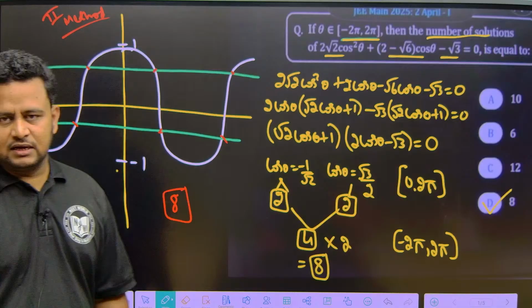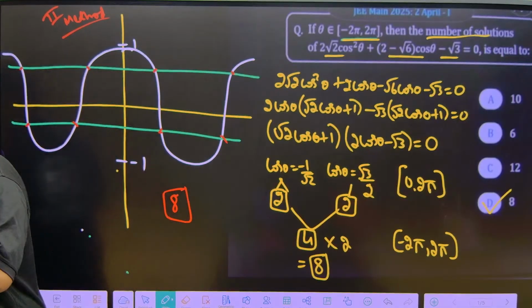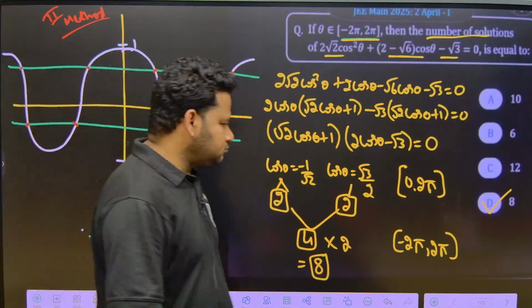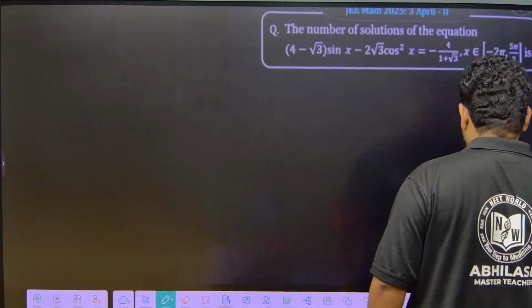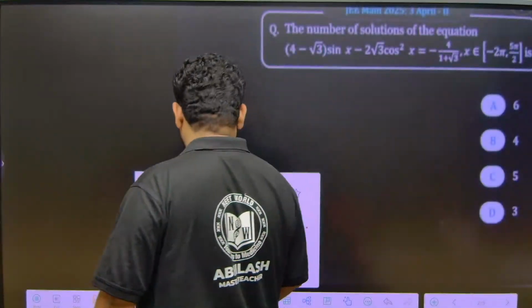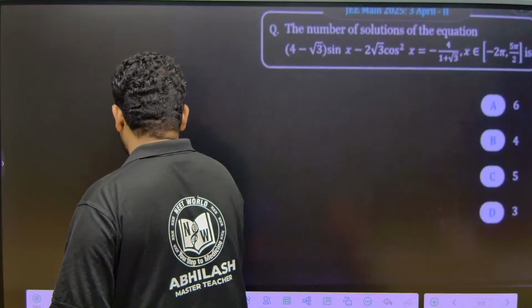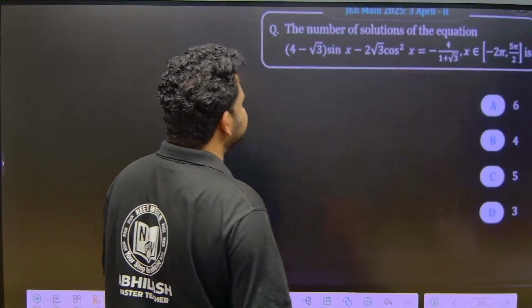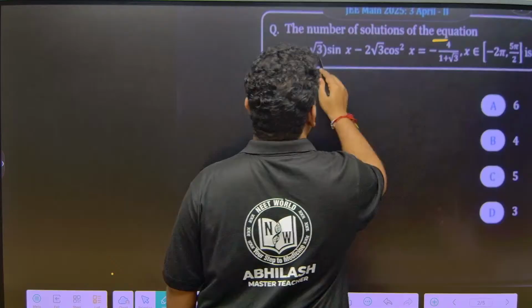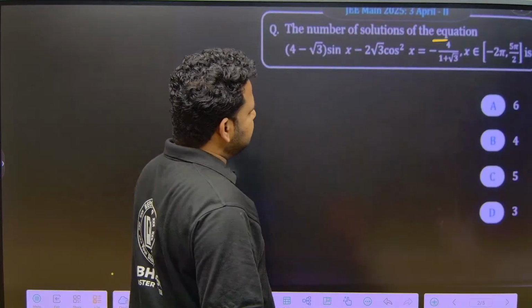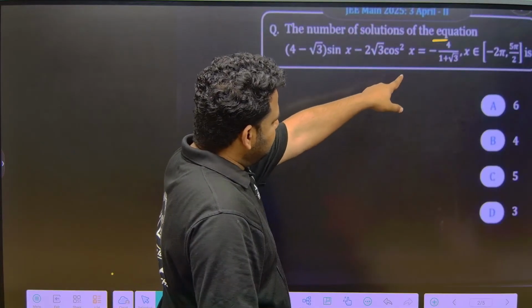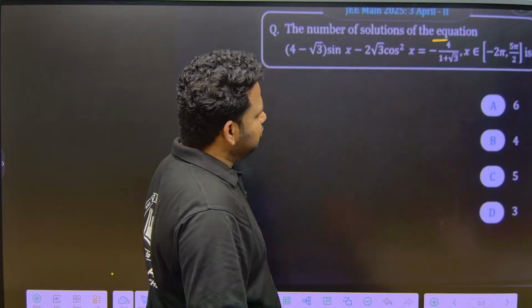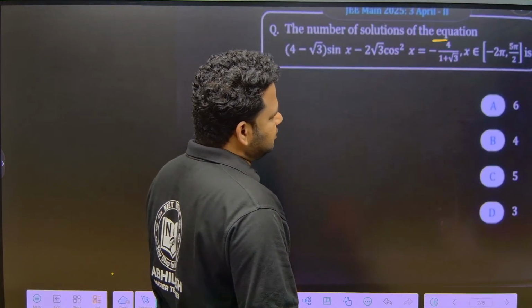Fine, friends. Let us go to the next question. What is the next question that we have? The number of solutions of the equation, it is given sin x cos square x minus 4 by 1 plus root 3, x belongs to minus 2 pi to 5 pi by 2.